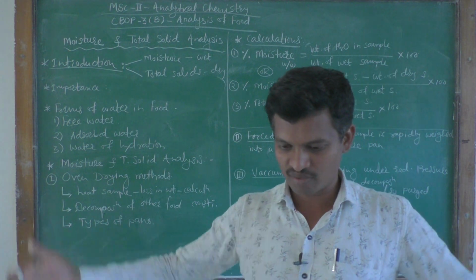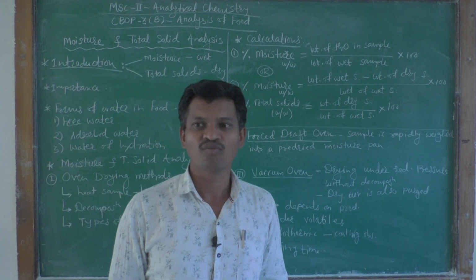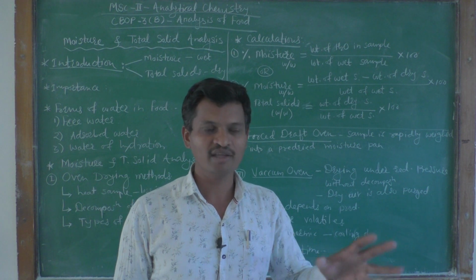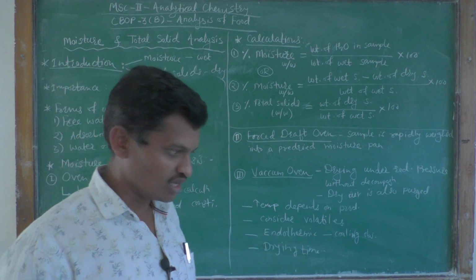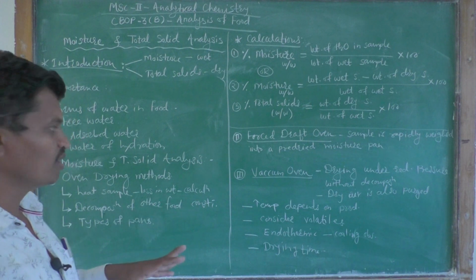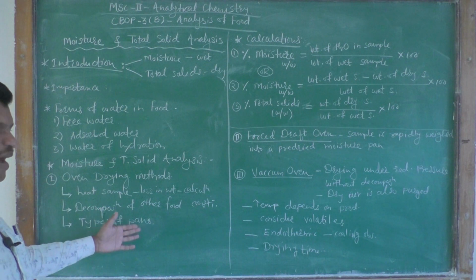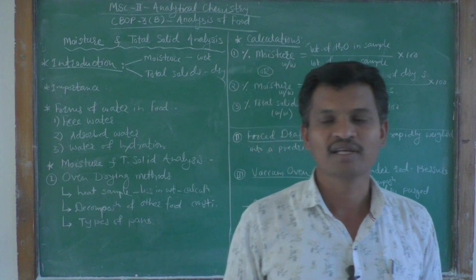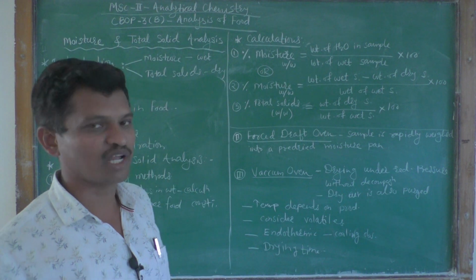Pans means the surfaces having the place for spreading or spattering of food materials or food products over a flat, circular surface. So we can spread our food materials on the surface of what we call a pan. These pans are of different sizes and different diameters. Pans can be used for this oven drying method.